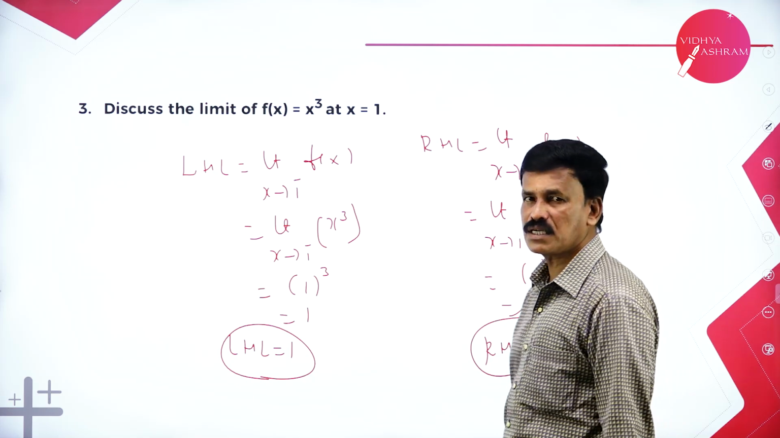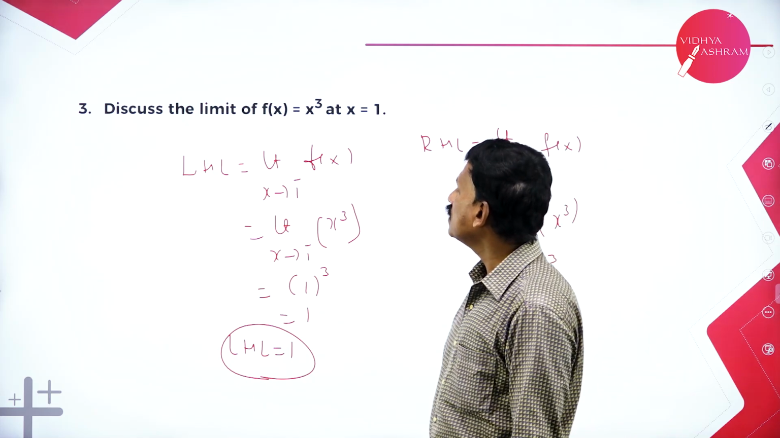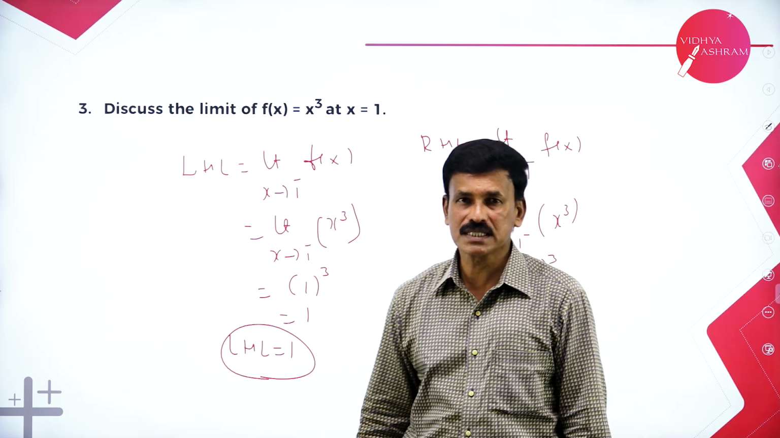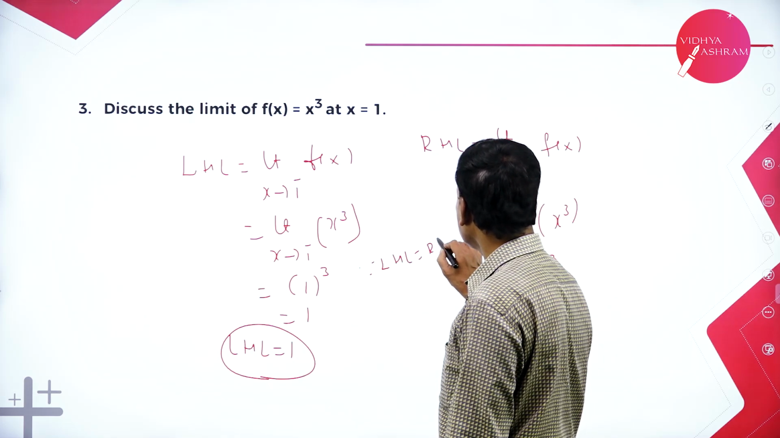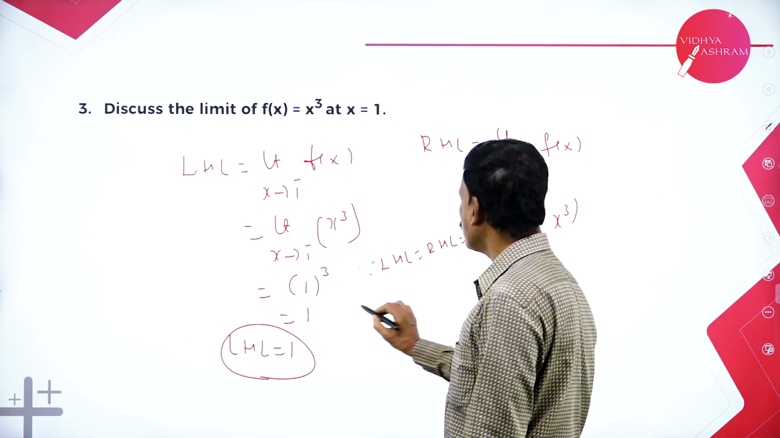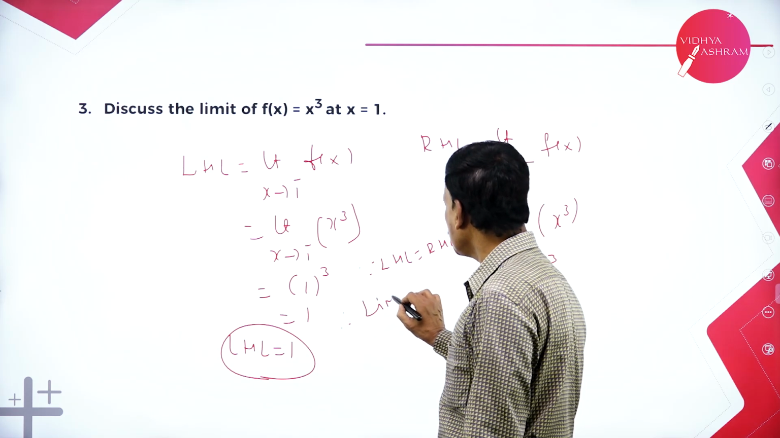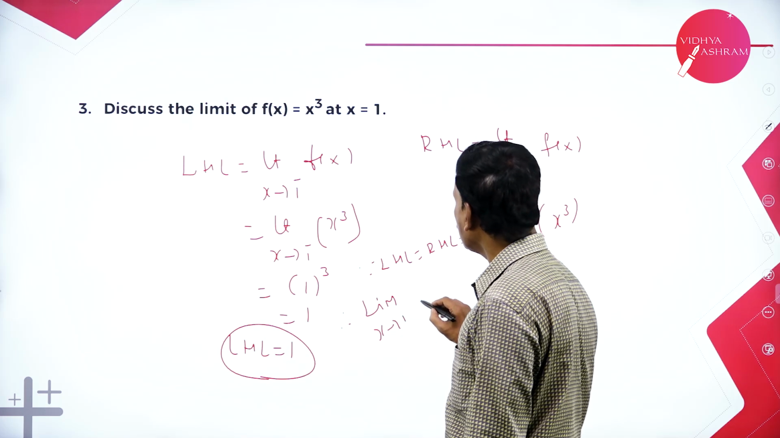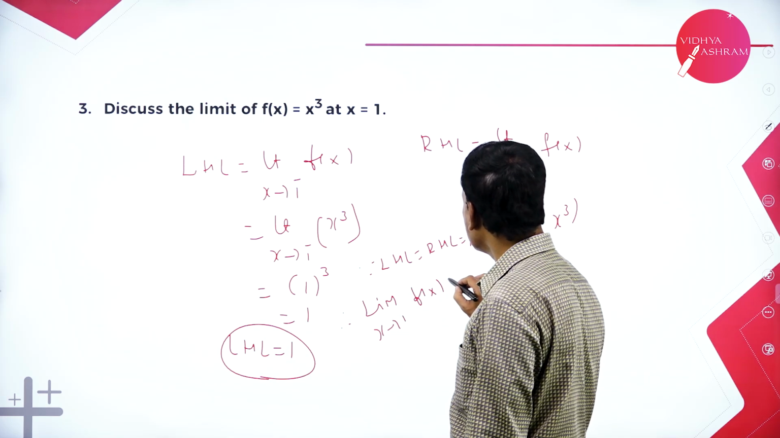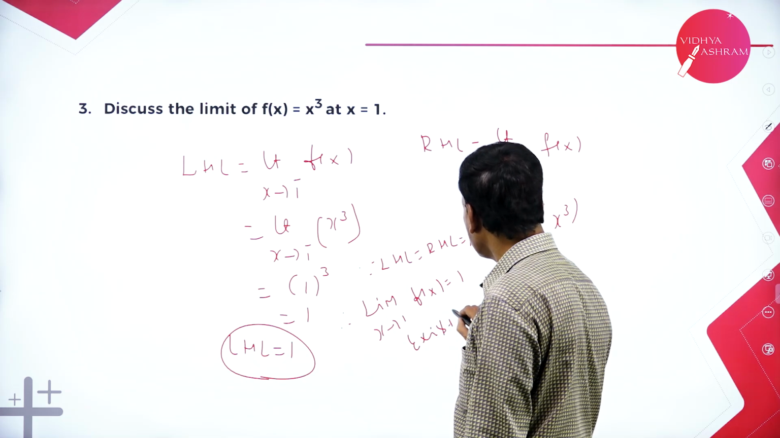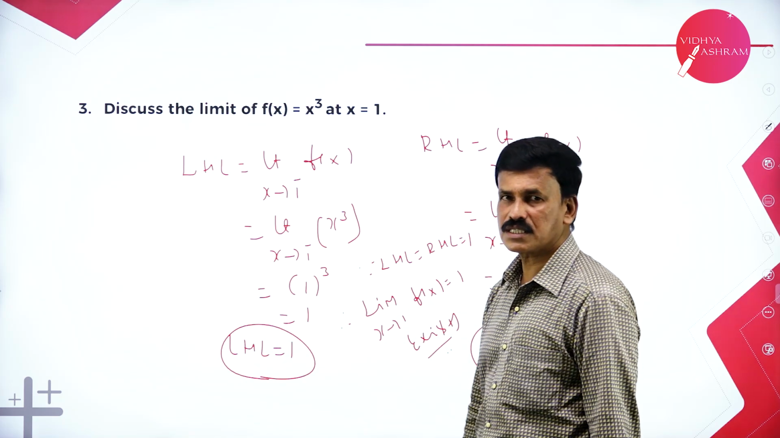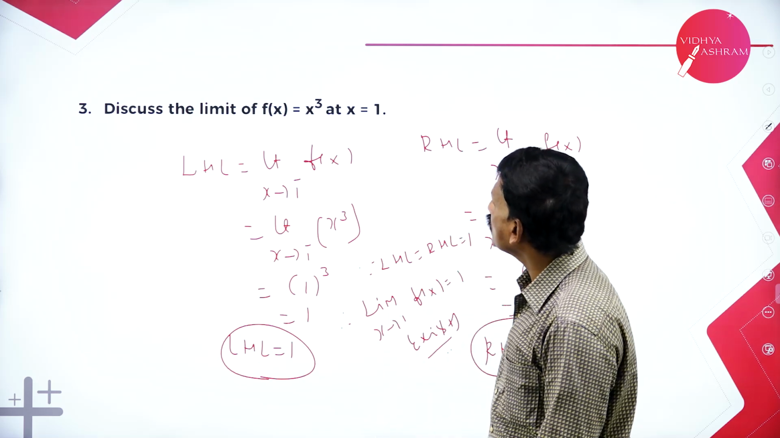Left hand limit and right hand limit are equal. So therefore the limit of this function exists. Since left hand limit is equal to right hand limit is equal to 1, therefore limit x tends to 1 of f of x is equal to 1 exists. So the limit of this function exists. That's it. Now move on to the next problem.